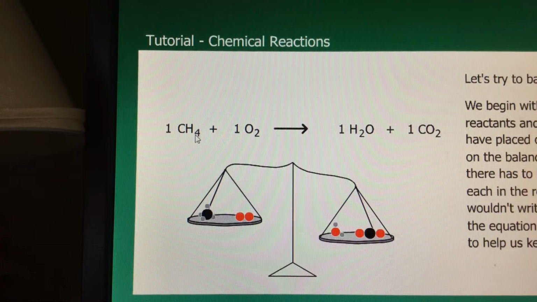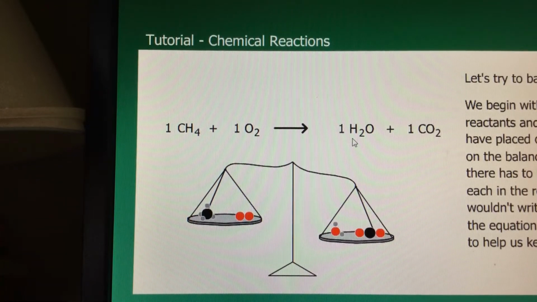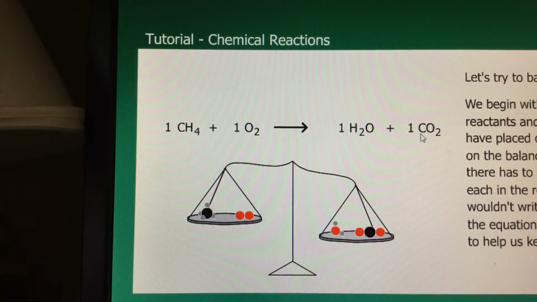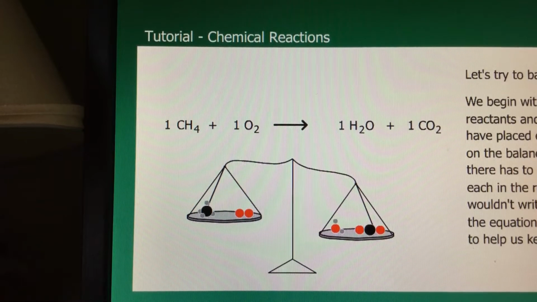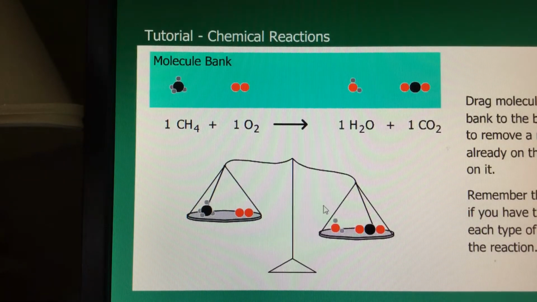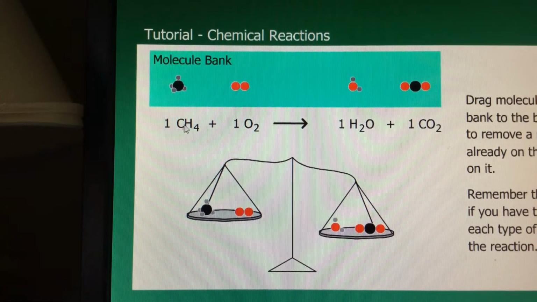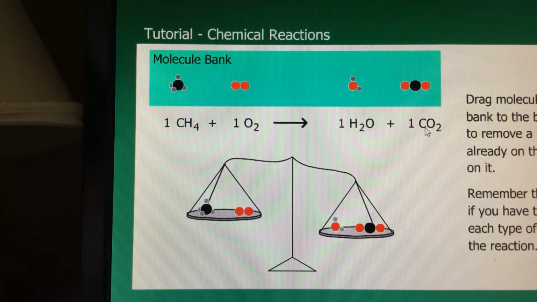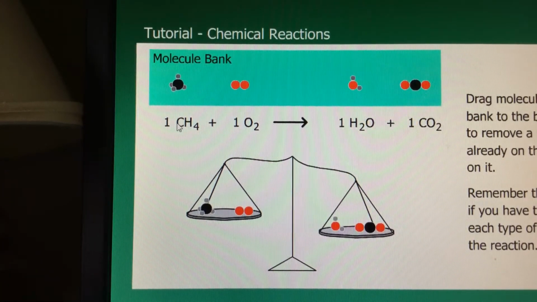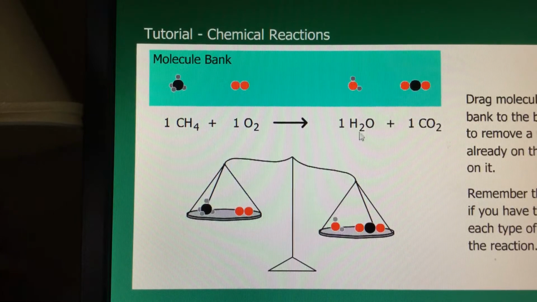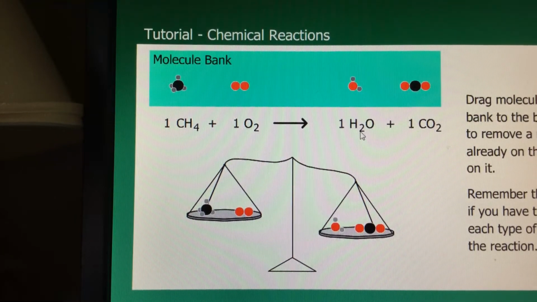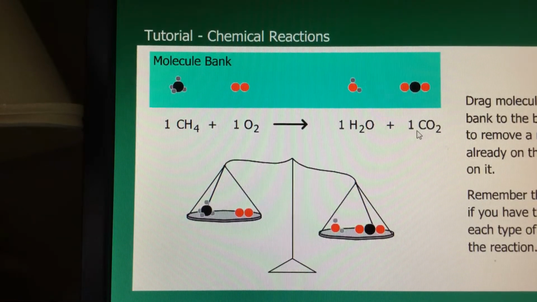We have 1 CH4, 1 oxygen, 1 water, and 1 carbon dioxide. So what's missing? All right, we're going to do this ourselves. 1 carbon here, 1 carbon there. So that's fine. 4 hydrogen, but there's only 2 hydrogen on this side. But before we fix that, let's take a look at the oxygen. We have 1 oxygen, and we have 2 oxygen, so that makes 3, but here we only have 2.